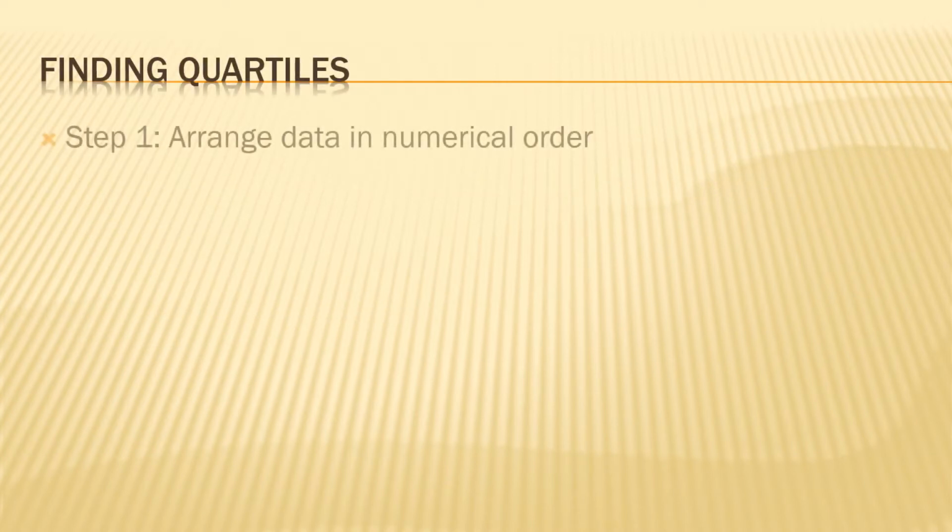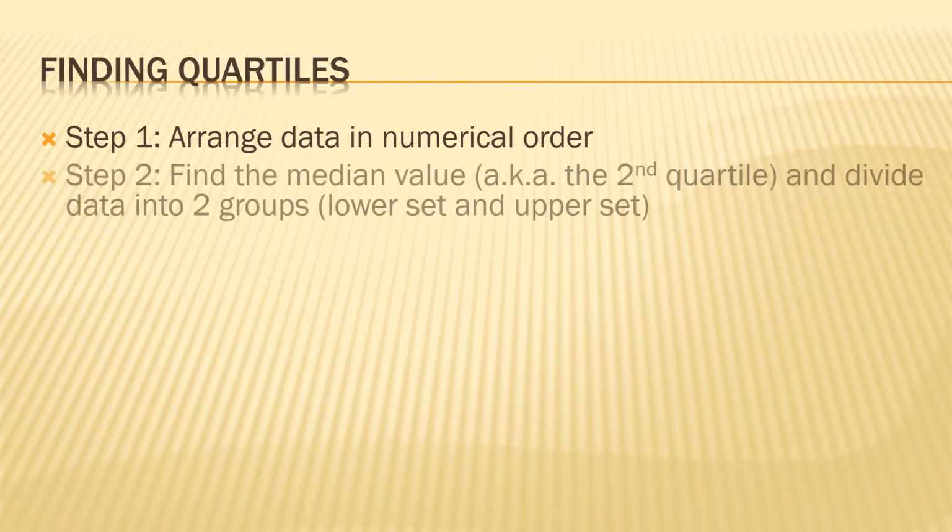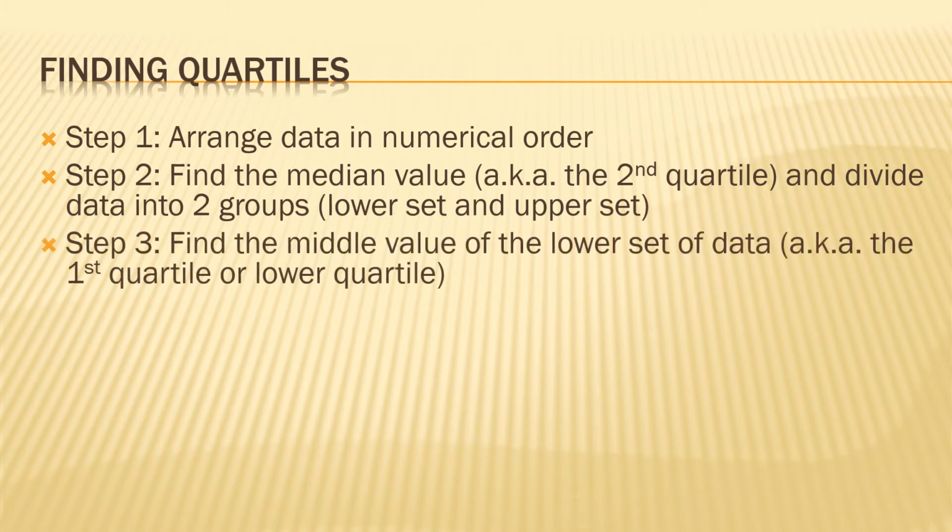To find quartiles, the first thing you want to do, like when we do finding the median, is to arrange all of your data in numerical order. Next, find the median, the second quartile. That'll divide your data set up into 2 groups, the lower set and the upper set. Next, find the middle value of your lower set. That will be your first quartile, sometimes called your lower quartile. In class, you will hear me use first quartile.